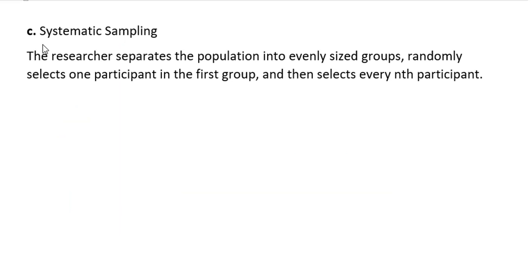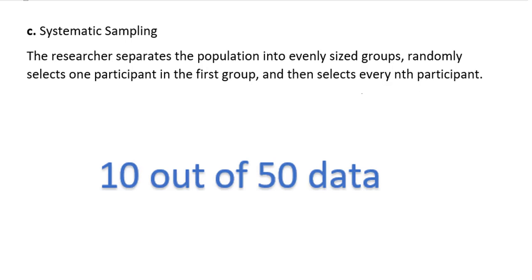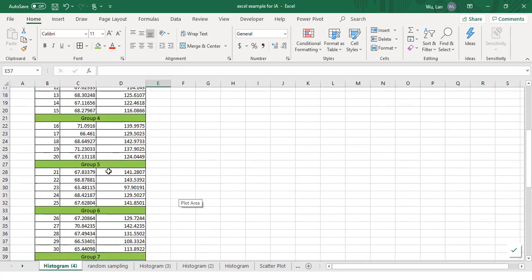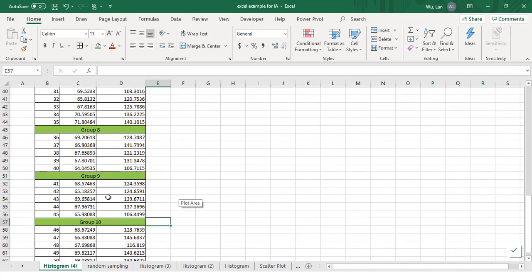Now let's go to systematic sampling. The researcher separates the population into evenly sized groups, randomly selects one participant in the first group, and then selects every nth participant. For example, I want to get the 10 out of 50 data. So I will separate my data, this 50 data, into 10 groups. So I got 10 groups for my 50 data.